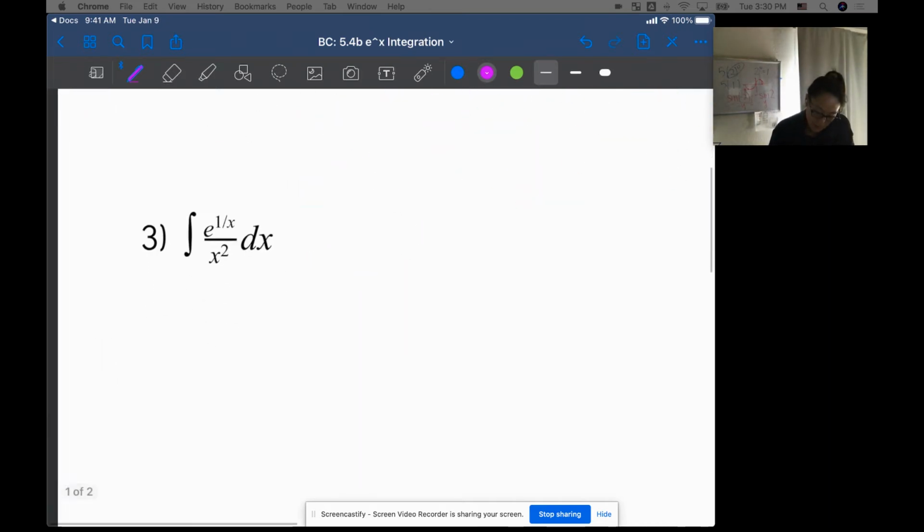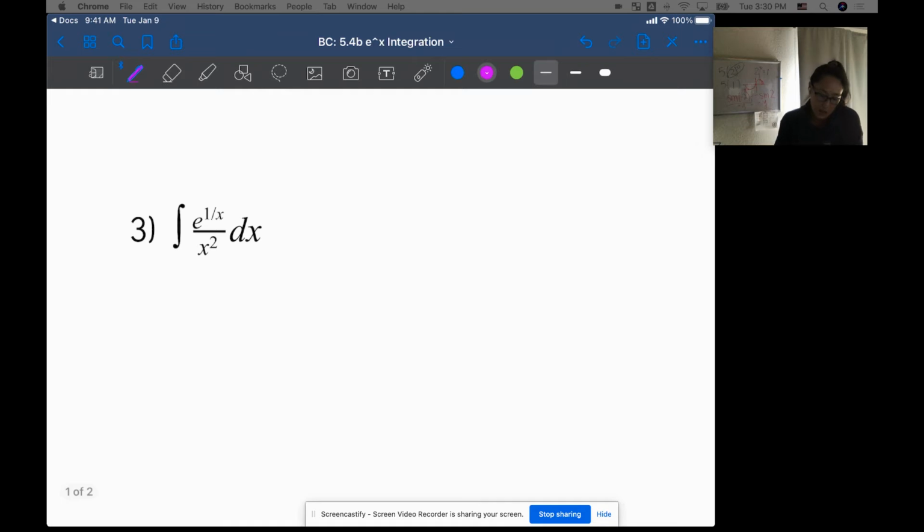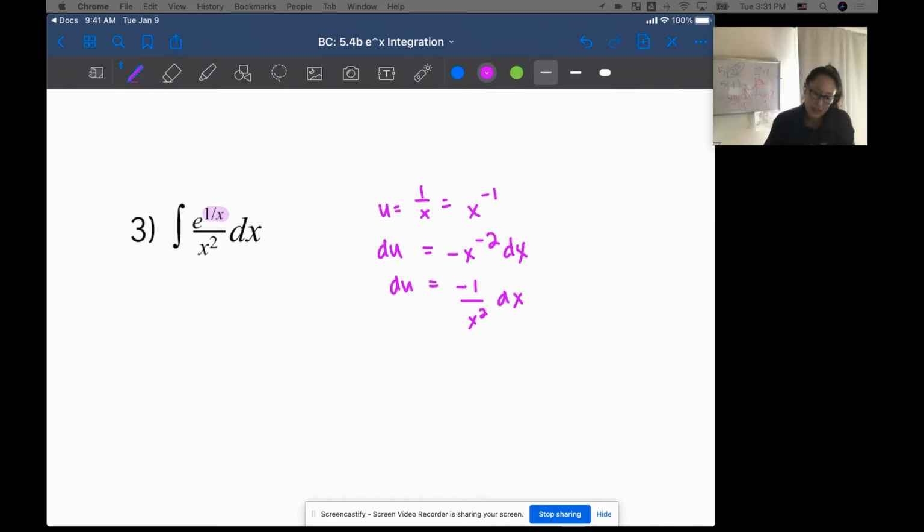Let's do another. Okay, let us see. Same trick. We know how to take the integral of e to the u. So let's make 1 over x equal to u, which I remember as x to the negative 1. So du is equal to negative x to the negative 2 dx. So rewrite this as negative 1 over x squared dx.